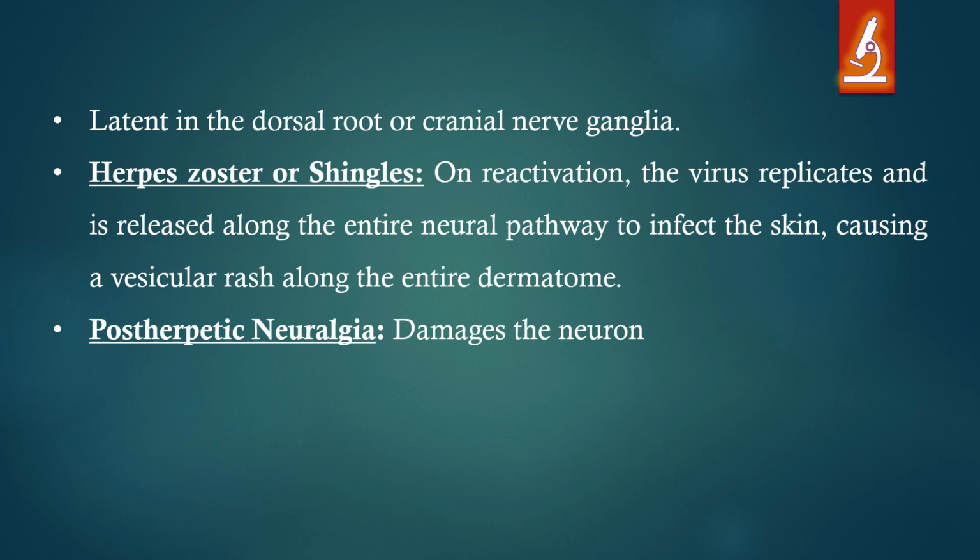The virus becomes latent in the dorsal root or cranial nerve ganglia after the primary infection. The virus can be reactivated in older adults when immunity reduces or in patients with impaired cellular immunity. On reactivation, the virus replicates and is released along the entire neural pathway to infect the skin, which causes a vesicular rash along the entire dermatome. This is known as herpes zoster or shingles. This damage to the neuron may result in post-herpetic neuralgia.